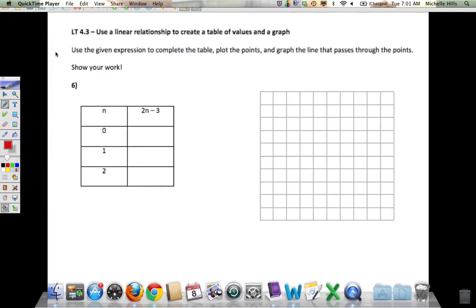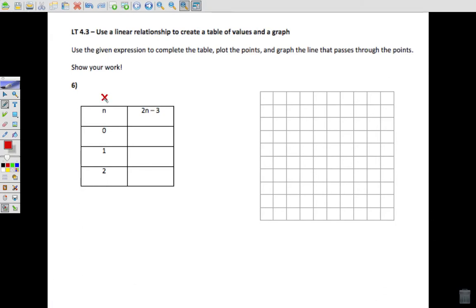When you are wanting to graph these, the first column here, even though it has n in it, is like your x, and the second column is like your y. To find the second column, it says take 2 times the number in the first column and subtract 3. So I'm going to take 2 times 0, since n is 0, and subtract 3. 2 times 0 is 0, minus 3 is negative 3.